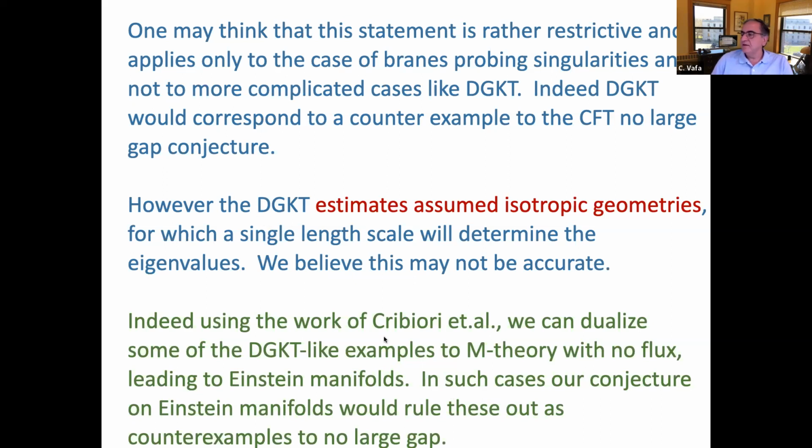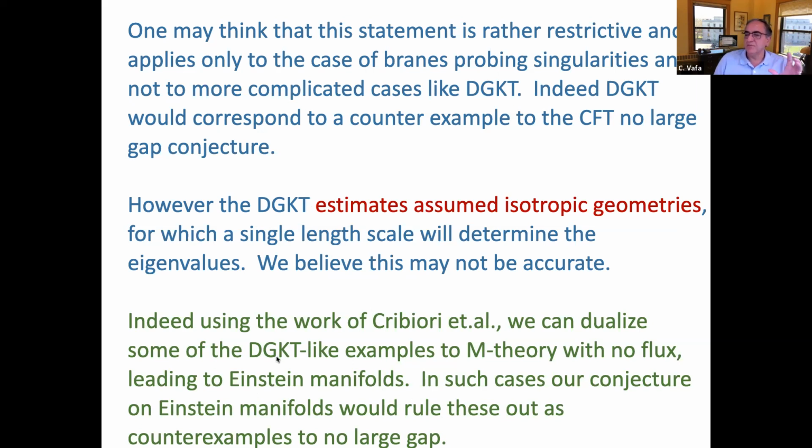But more than that, Cribiori et al. used the DGKT constructions, extended them in some ways, and found, by a series of duality examples, a connection to M theory with no other flux than overall flux, which corresponds to a brane probing a singularity. So in that case, you would get a dual description of DGKT in terms of Einstein manifolds. And in this case, again, if our conjecture applies, it will rule out these examples.